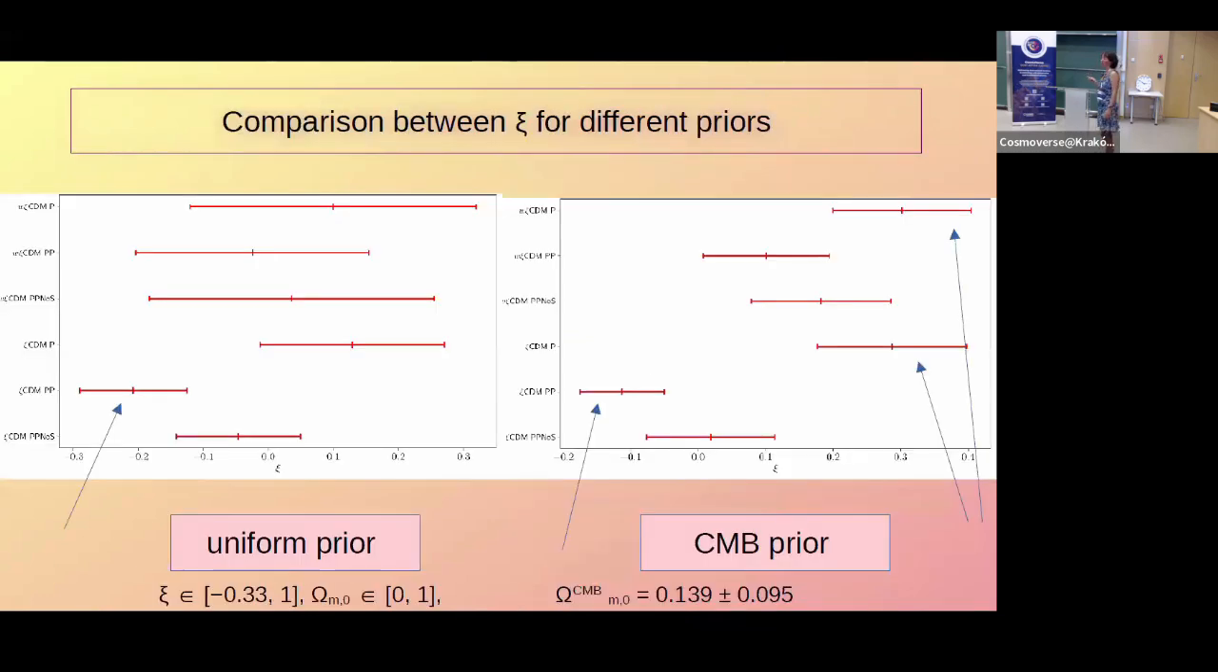So this is the result for when we impose a uniform prior on the matter density, because if you remember, we marginalized over H0 and RD. So basically, they are not in the problem. The only physical parameters are the matter density and this coupling parameter, Xi. So for a uniform prior over the matter density, we get these values for Xi. And here we have two interesting things.